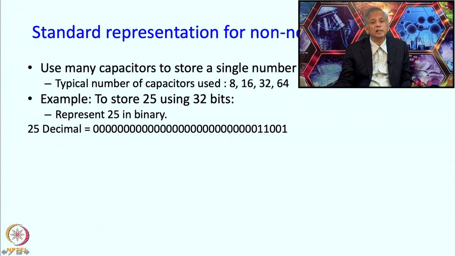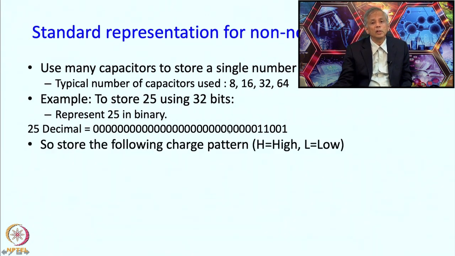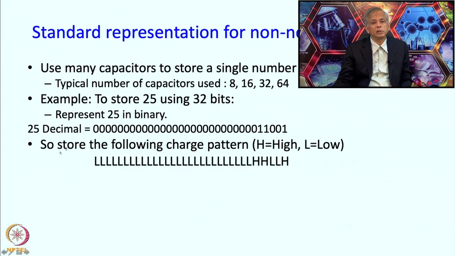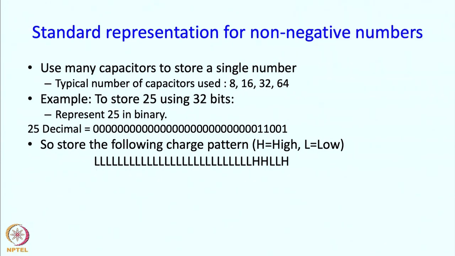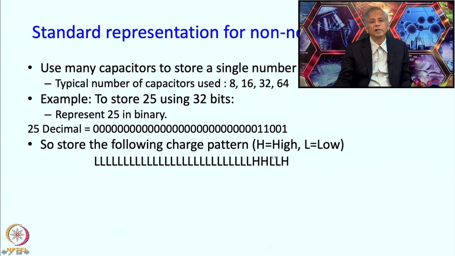And if you want to store this value in a computer, then we are going to store a charge pattern where H represents high or the number 1 and L represents low or the number 0. So we will have 32 capacitors and they will have the following pattern of charges stored. So this capacitor will have low charge, low charge, low charge, and essentially that will mean that the number 0 is stored on this capacitor, this capacitor, this capacitor, whereas some capacitors will have high charge representing the number 1. Again, two low charges, high charge. So this is how we will store 25 in our computer using 32 capacitors.